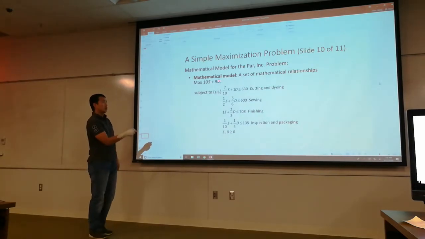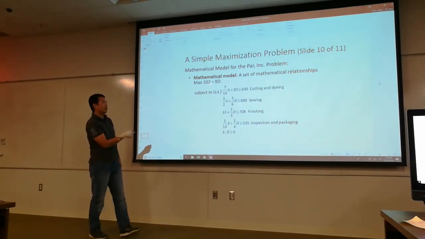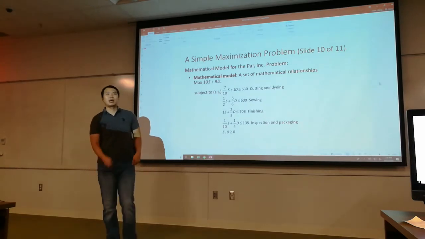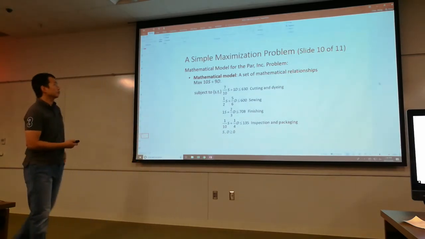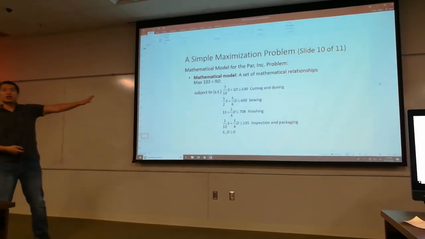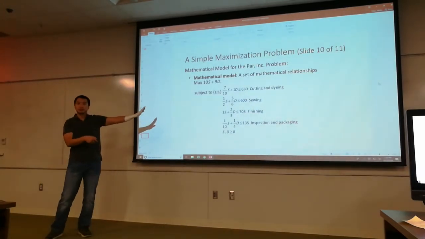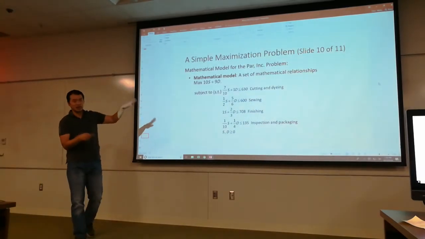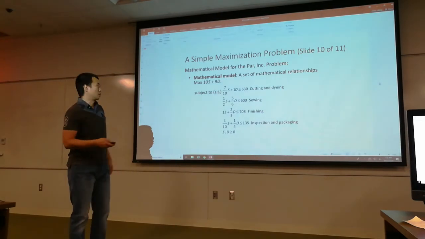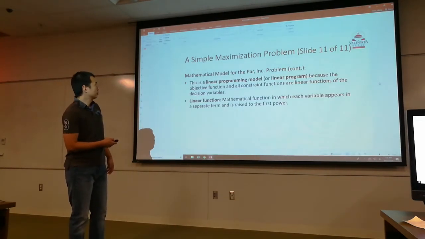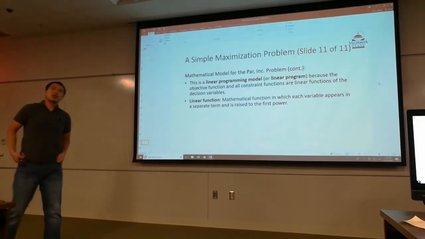And here we have the two decision variables: number of standard bags and number of deluxe bags to be produced. So any questions on this model? I think this is a relatively simple model. Then how do we solve this model?